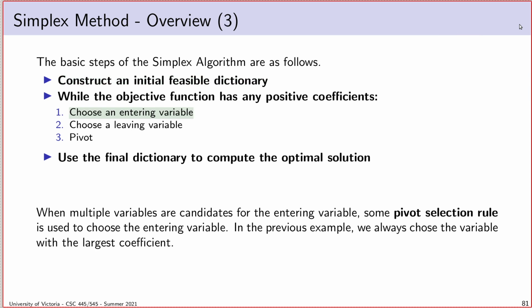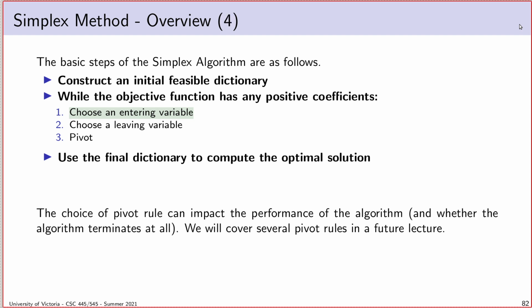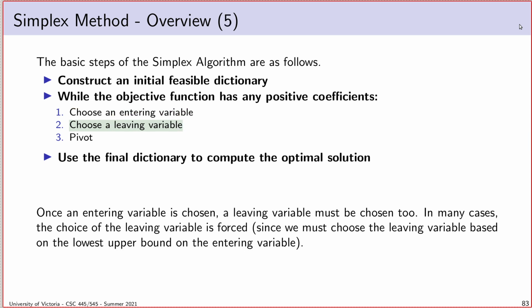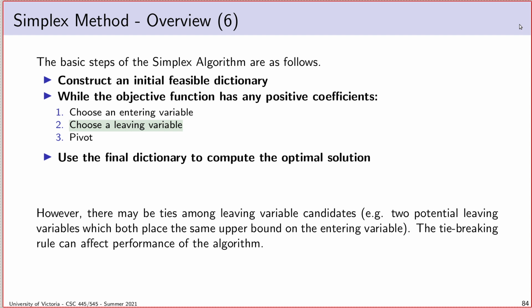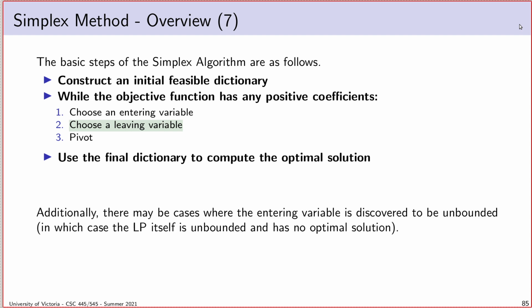When I'm choosing my entering variable, there could be different options. We're going to call the process of selecting a particular entering variable a pivot selection rule. And those are a big deal. We're probably going to have 2 entire lectures talking about the consequences of different pivot selection rules. The pivot selection rule actually also covers how we choose a leaving variable if there's a tie. In general, if I'm choosing a leaving variable, the only options are the ones that impose the tightest upper bound on my entering variable. But there could be multiple possibilities, in which case my pivot selection rule will have to help with that as well. Then I perform a pivot operation.